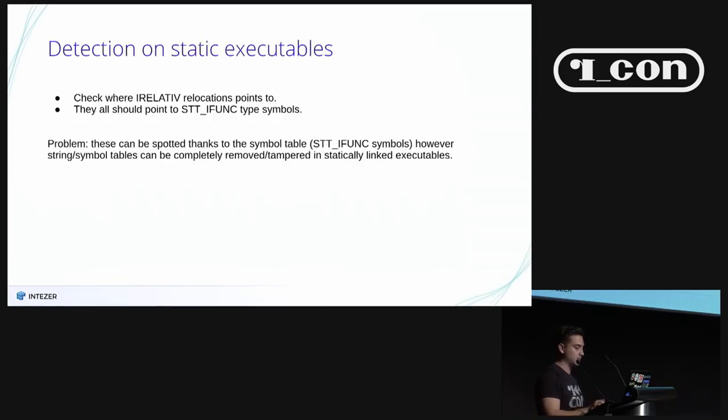is genuine or not. And for the detection of static executables, the iRelative abuse, I haven't really figured out a way to detect this. There is an actual way, which is seeing where the iRelative functions point to, and these functions are symbols and have to be of type STT_GNU_IFUNC. The problem is that in statically linked binaries, the symbolic information can be completely removed, and since static binaries don't contain a dynamic segment or anything like that, this might not always be accessible, right? So it's a way to detect this, but not really, to be honest.